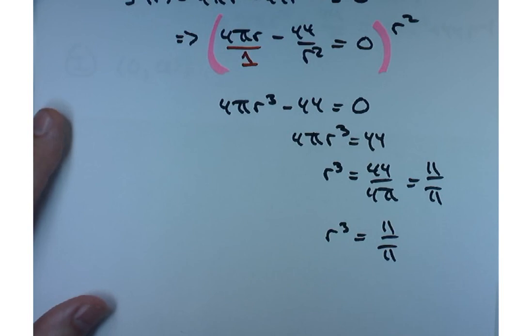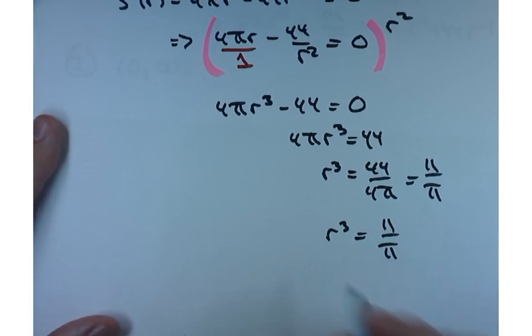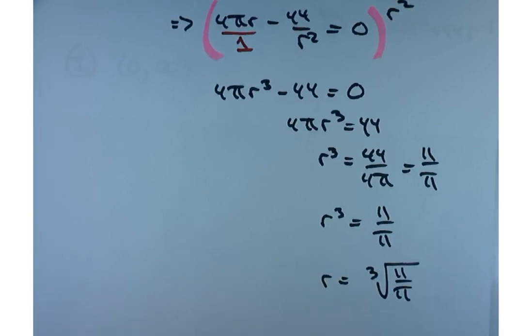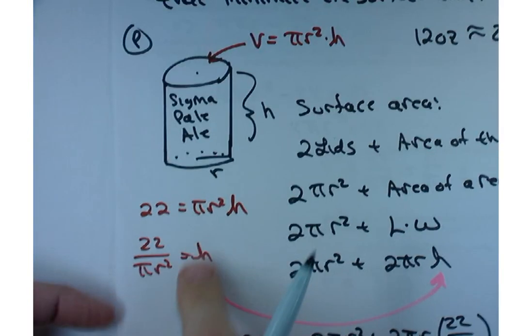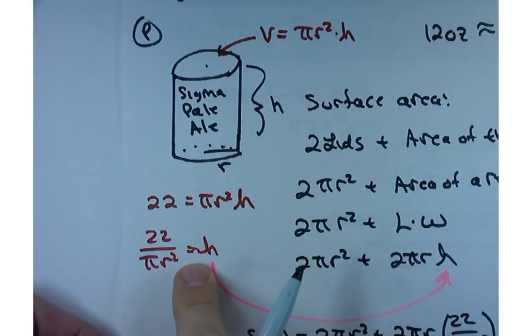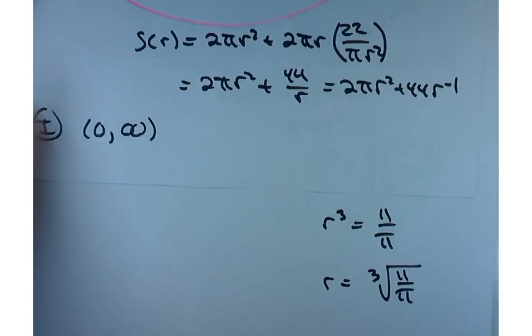How do you solve? Yeah, cube root. R equals the cube root of 11 over pi. Nice. Now that's going to give you the radius. If you want to find the height, then you've got to plug it back into this equation up here. And there was kind of a surprise for me when I first solved this problem. And we'll see if it surprises you.